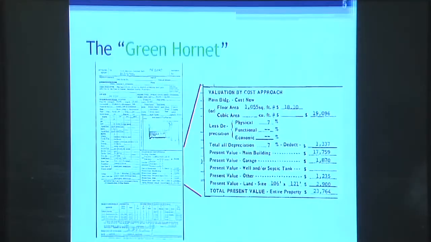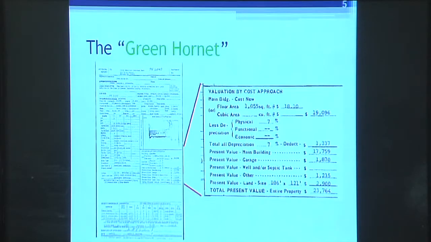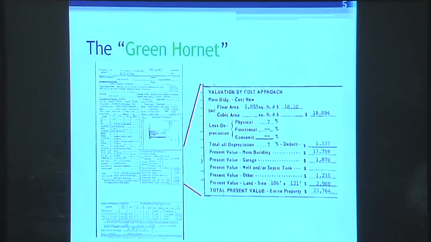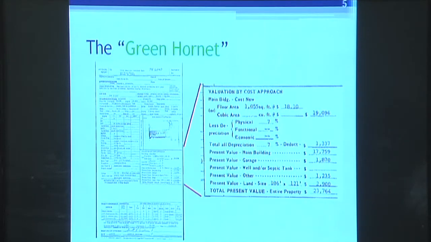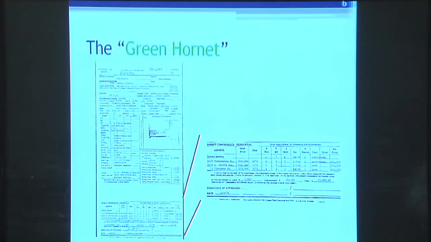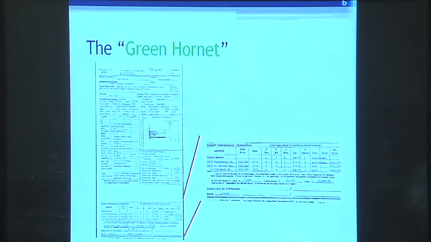The thing that these forms all had in common is that they all had a cost approach to value. We've heard a lot about the cost approach over the last couple of days. They all had an income approach to value, and they all had a sales comparison approach to value, and appraisers were expected to develop all three approaches. We look at this as an original Green Hornet. You can't see it in this slide very well, but what I want to point out is that the appraiser was expected to develop this replacement cost approach to value, and they had a sales comparison approach to value as well.